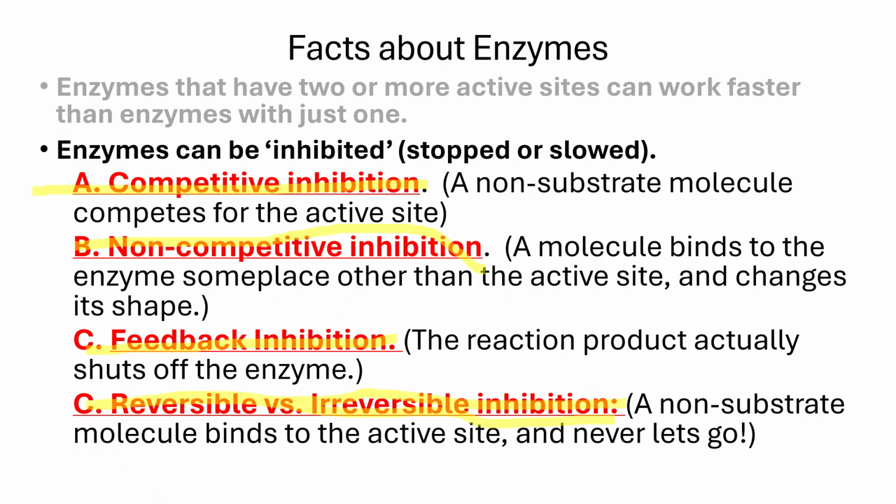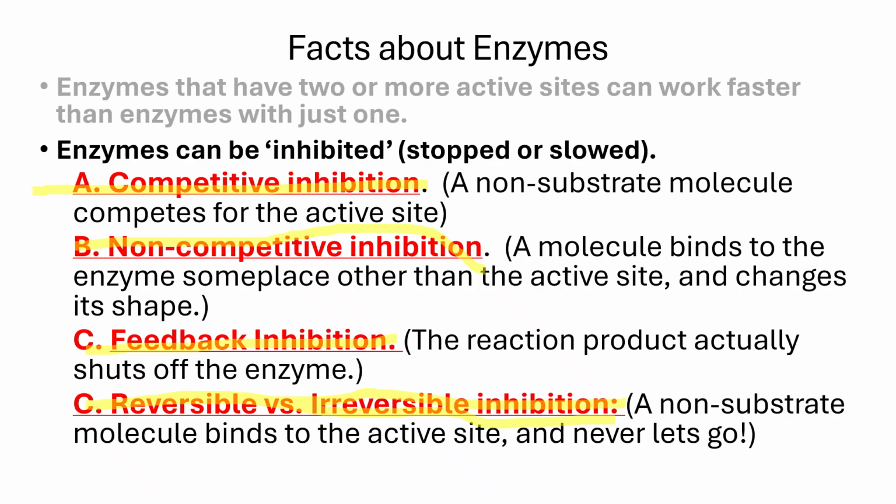Reversible inhibition is where you have an inhibitor molecule that either binds to the active site, competitive inhibition, or binds somewhere else on the molecule, non-competitive inhibition. And so in reversible inhibition, that inhibitor molecule binds to the enzyme, stops it from doing its job, but it can come off again. Under the right circumstances, it will come off again.